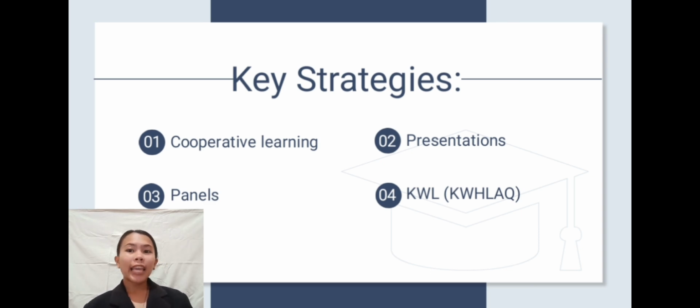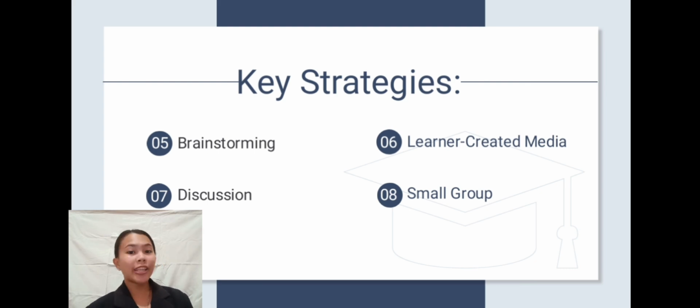KWL or KWHLAQ, a structured reading strategy using a chart to organize what students know, what to know, and what they learn, activating prior knowledge and tracking progress. So the next is brainstorming, a free-flowing idea generation activity encouraging creativity and diverse perspectives.